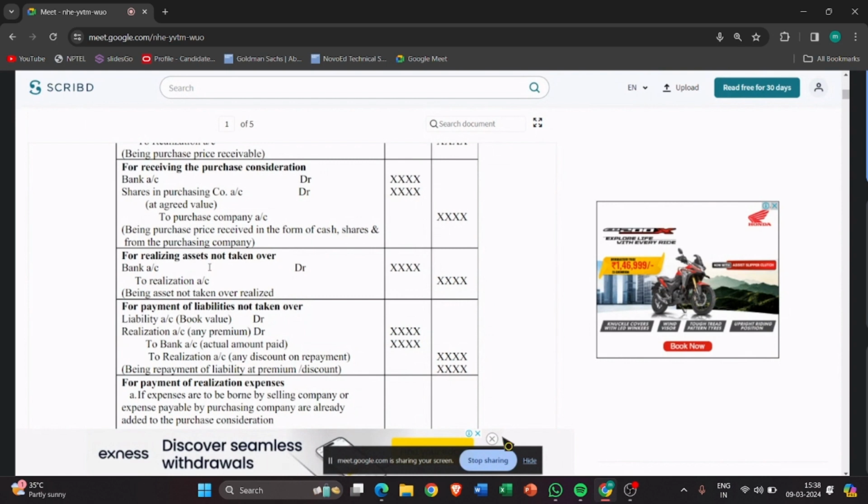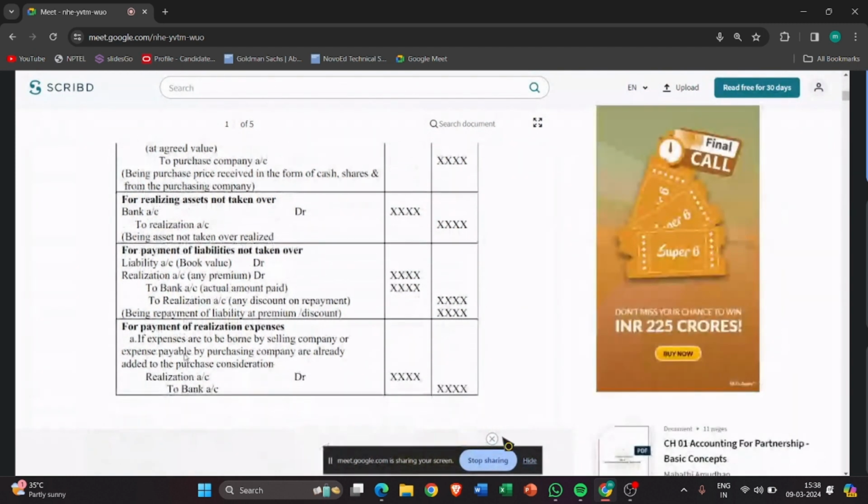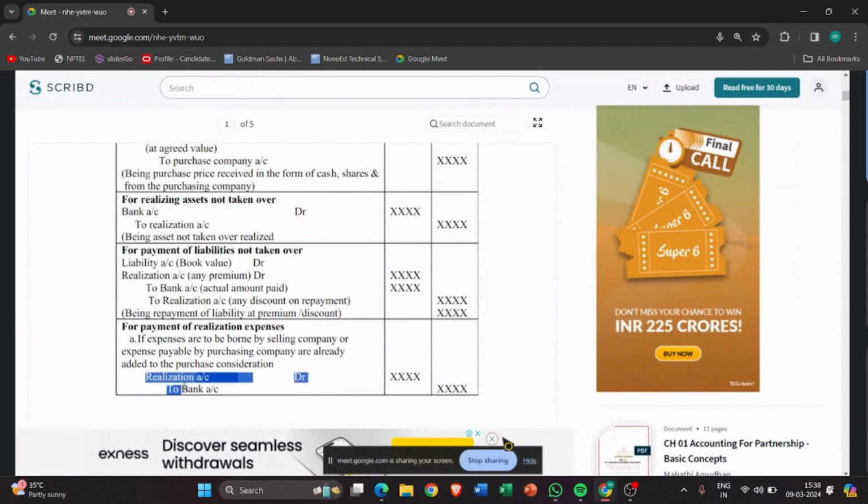Only fictitious don't transfer. Then whatever is not taken over, sell it off as buy bank account on the credit side of realization account. Then for doing all this selling etc., there will be some expenses incurred. For all expenses on realization, the entry is bank account is credited, realization account is debited. So it will be realization account debit to bank account.